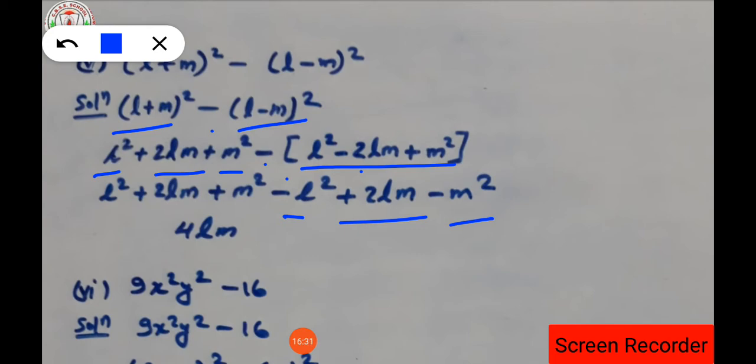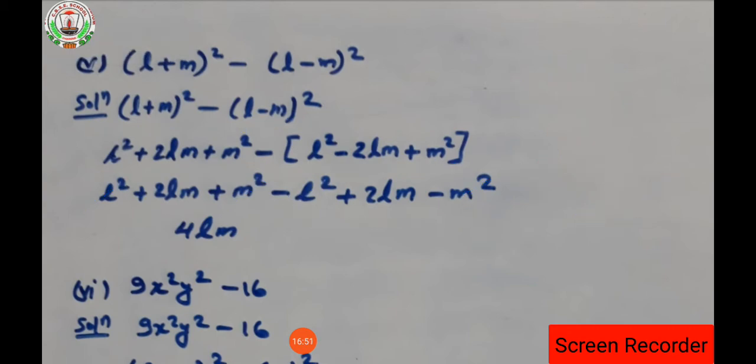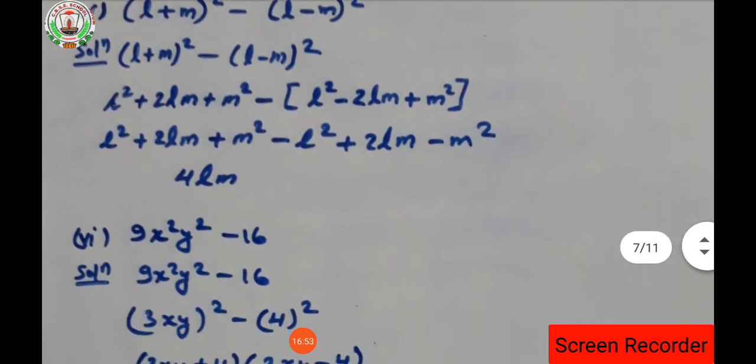So here plus L square minus L square will get cancelled, isn't it? Plus M square minus M square will get cancelled. What is the number left out? That is plus 2LM and plus 2LM. So while adding, plus and plus will become plus itself, isn't it? While adding it will become 4LM. So what is the required answer we are having? That is 4LM, isn't it?